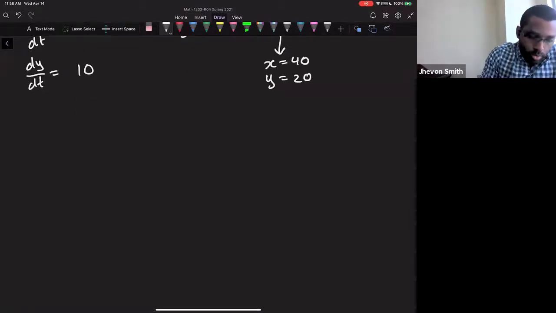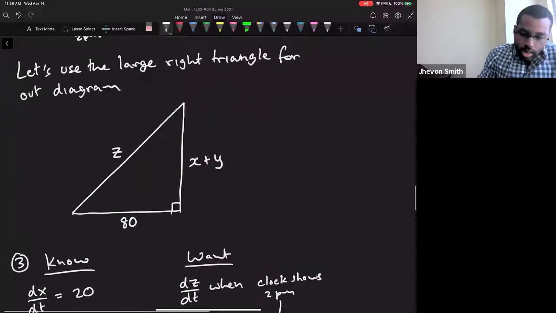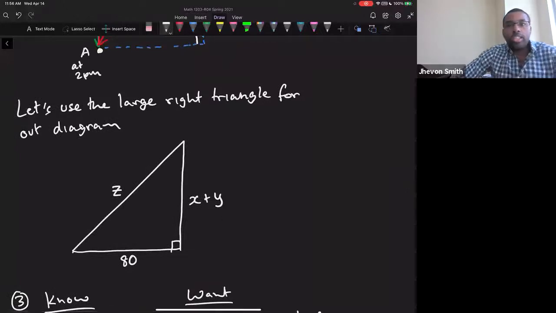Moving on to step 4. We need an equation now. Here's our diagram. What equation can you come up with that relates all those variables?